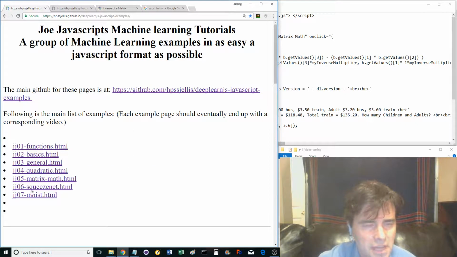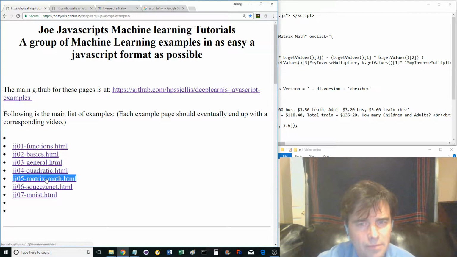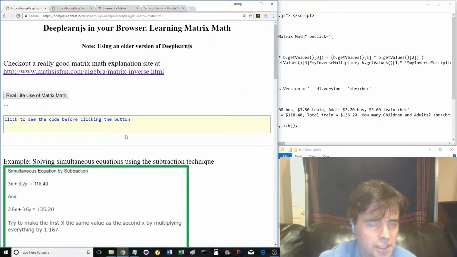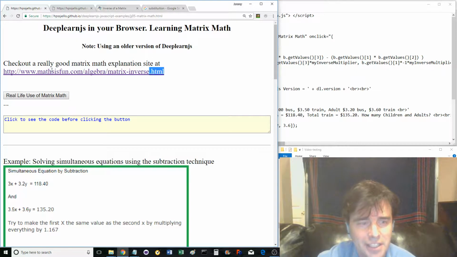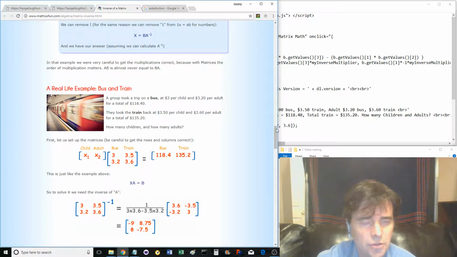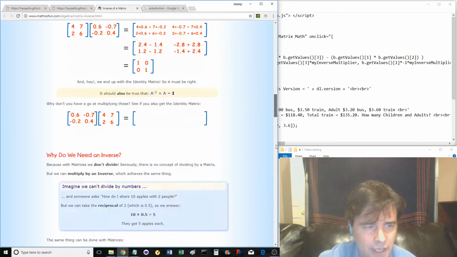Today we're going to use matrix math to solve a real-life problem that most people would use simultaneous equations to solve. Open up the great website mathisfun.com/algebra/matrix-inverse.html. Move down the page to a real-life example, bus and train.